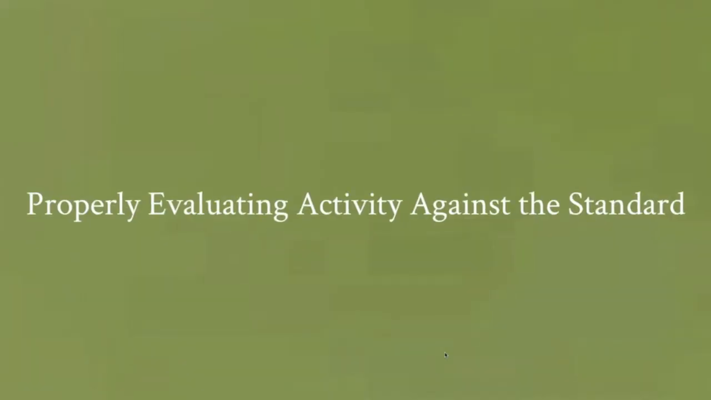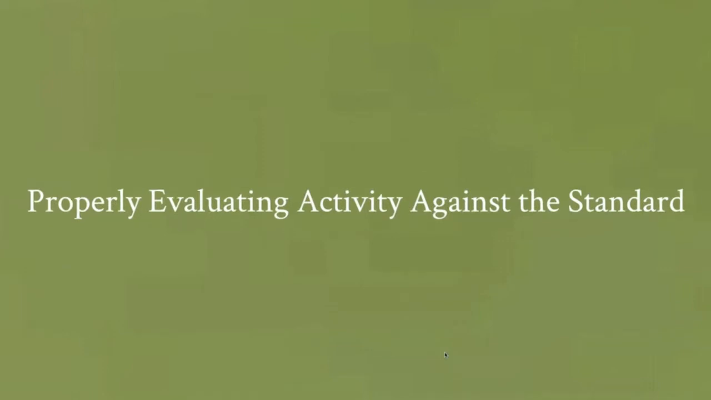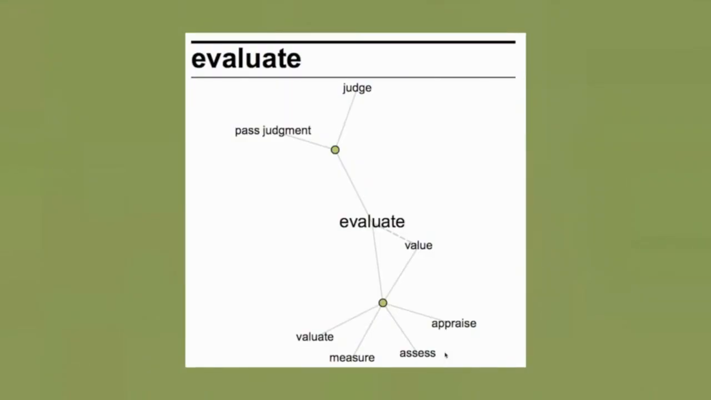Now we assume if you've attended the first 2 sessions, you understand that you must set a standard, set an expectation so that people know what is expected of them and what their minimum acceptable performance is. So once that standard has been set, how do we evaluate activity against the standard? Look at the word evaluate for a sec. Pass judgment, judge, appraise, measure, assess, value. It is your role as a retail store manager to set the standard and then see what the performance is of your team against that standard.